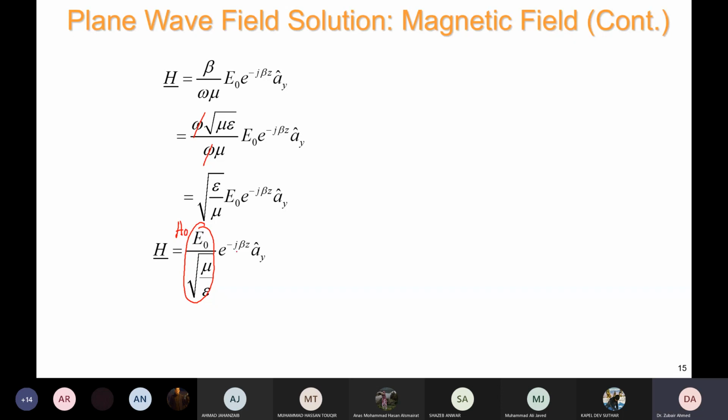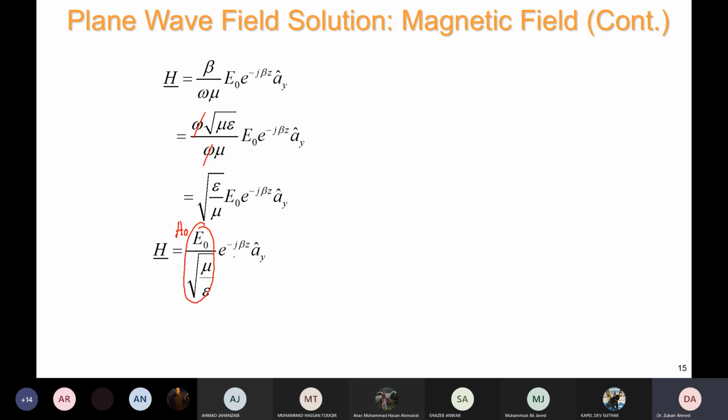Let's call this H naught. Please note that H naught, or the magnitude of the magnetic field, can be found if you are given this E naught. If you know E naught, or the magnitude of the electric field, all you have to do is divide it by this square root of mu over epsilon. You immediately know the magnitude of the magnetic field.